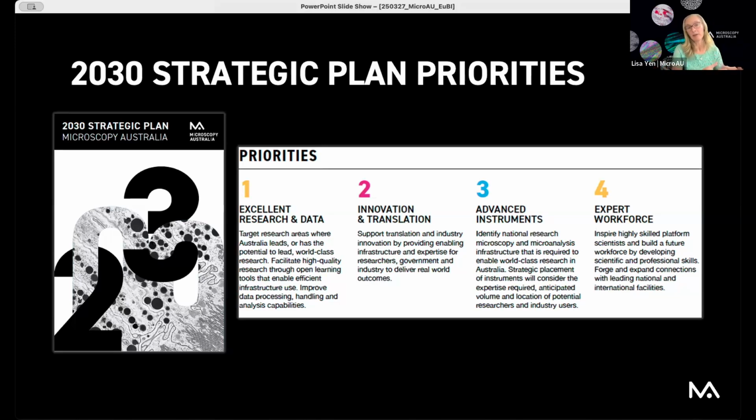So we think about these four priority areas within our strategic plan, which is still about supporting excellent research and producing quality data. It is about innovation and translation. It is about advanced instruments, but it's also about an expert workforce. And so when we're thinking about the ways that we are supporting our staff and our researchers, we think about it with those different priorities in mind.